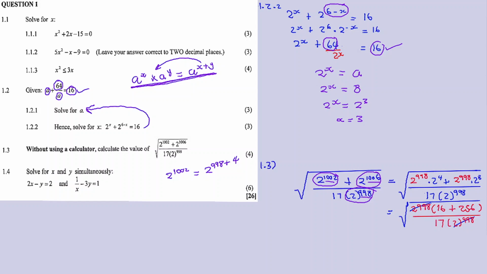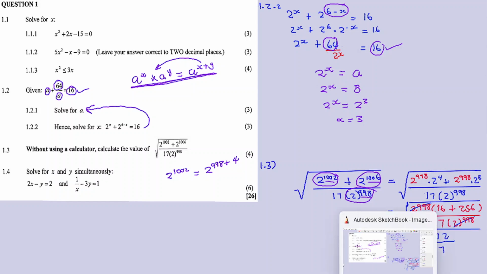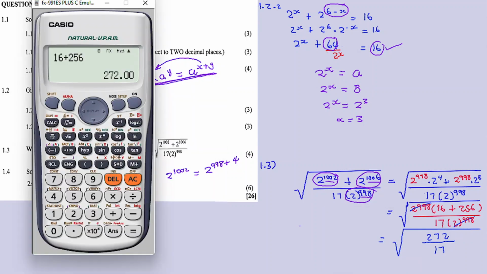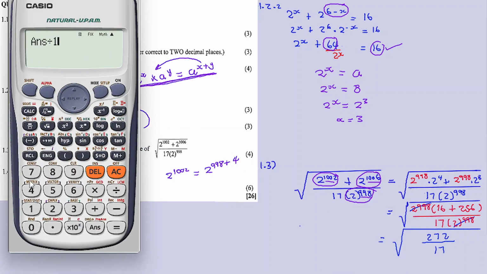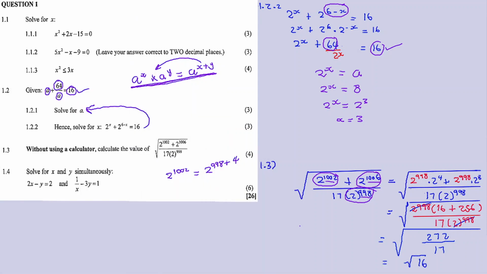272, and then 272 now divided by 17, you get 16, right? So this is the square root of 16. The square root of 16 is equal to 4. Now this is our answer. This is how I deal with these big exponents: try to reduce these big exponents to the lowest exponent. So that is how we solve this one, guys.